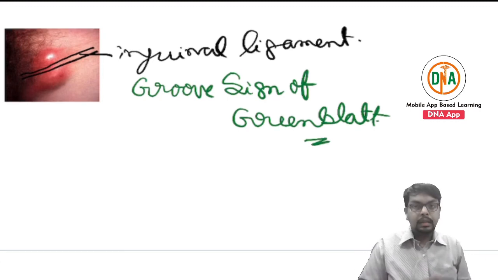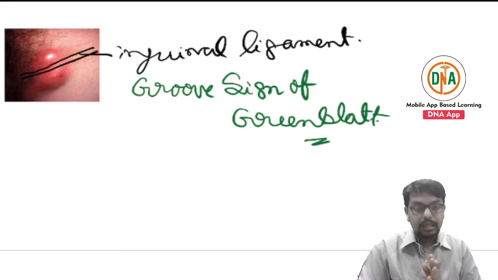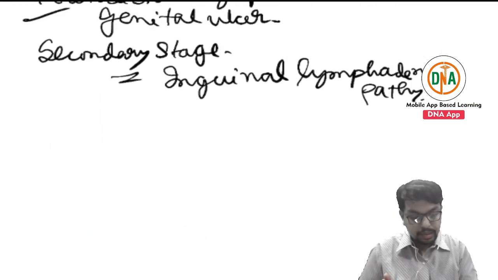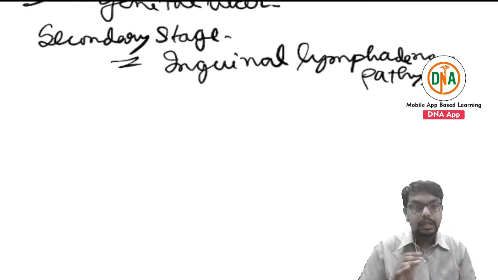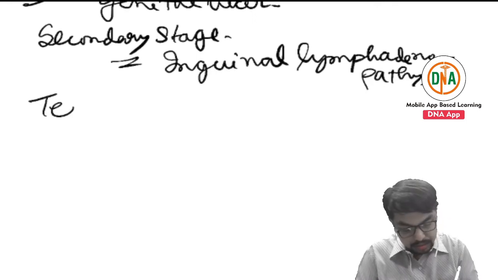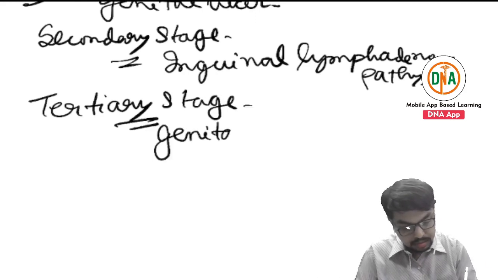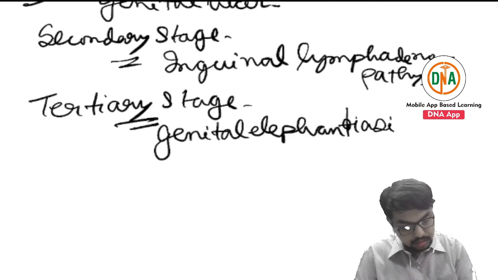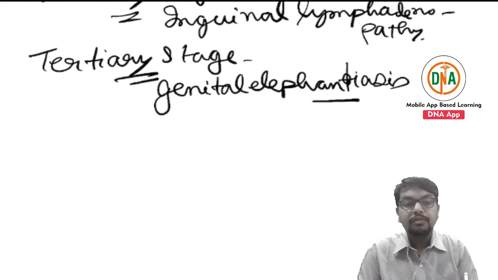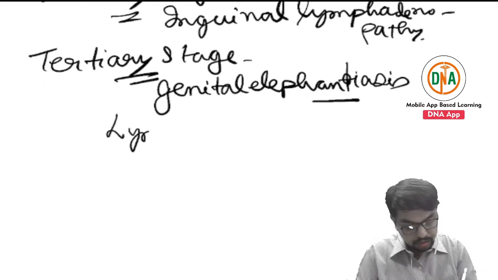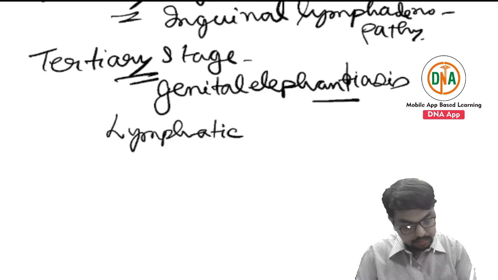So, in the primary stage, there is a genital lesion, which we often don't notice. In the secondary stage, there are changes in the inguinal lymph nodes. There is no genital lesion. Then in the tertiary stage, we get genital elephantiasis due to lymphatic obstruction.